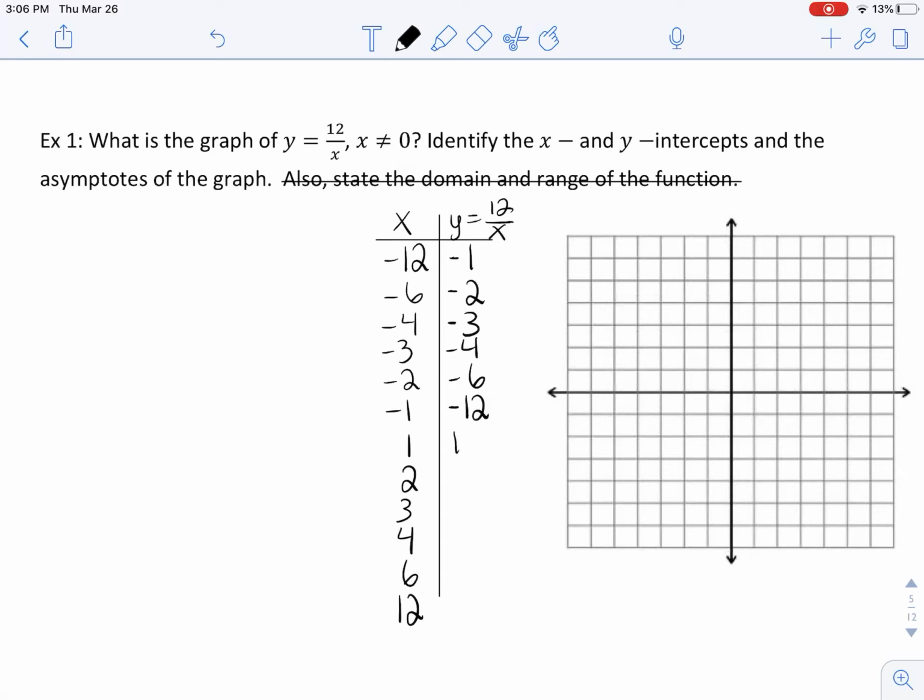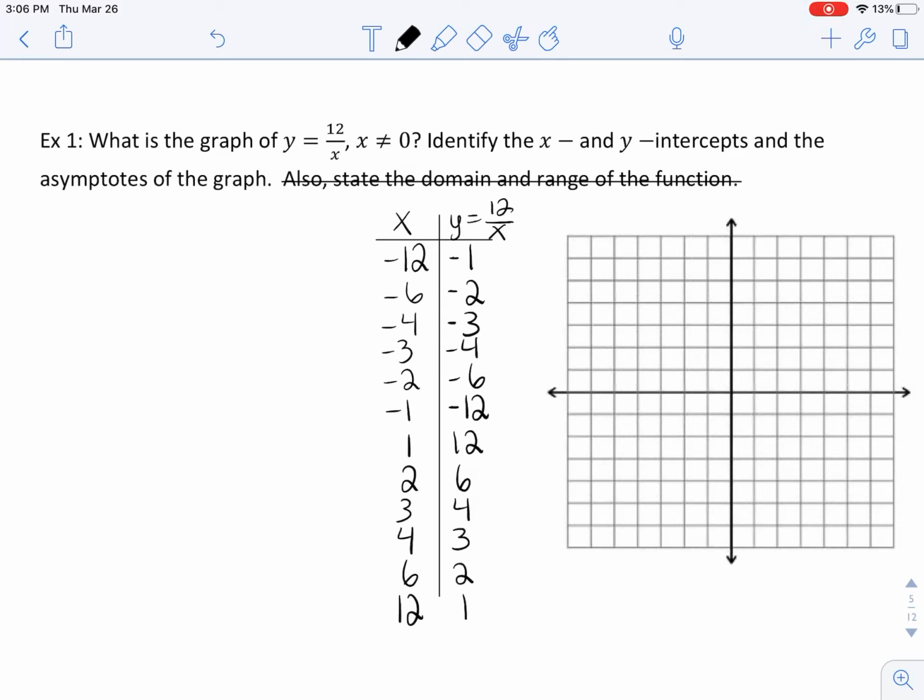And then the positives, 12 divided by 1 is 12. 12 divided by 2 is 6. 12 divided by 3 is 4. 12 divided by 4 is 3. 12 divided by 6 is 2, and 12 divided by 12 is 1. So this gives us quite a few points that we can plot to see what this graph looks like.